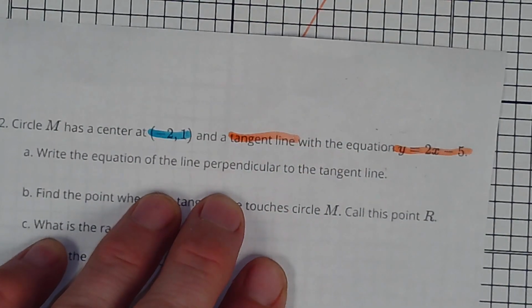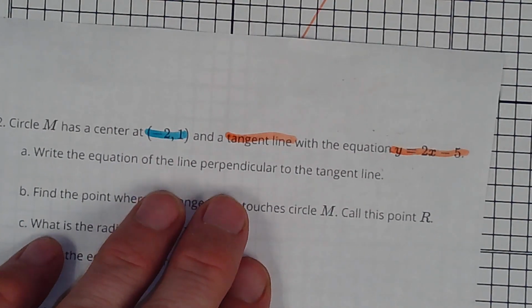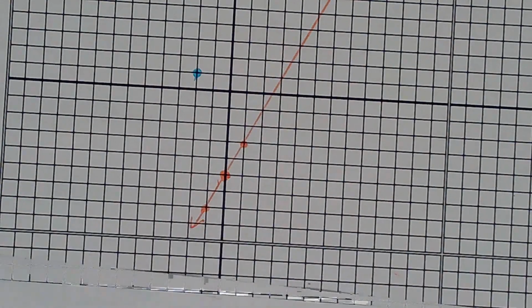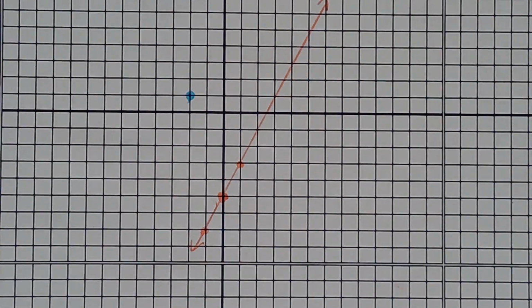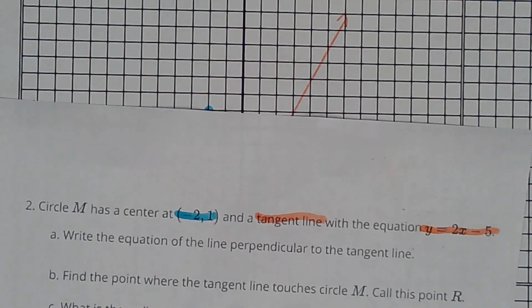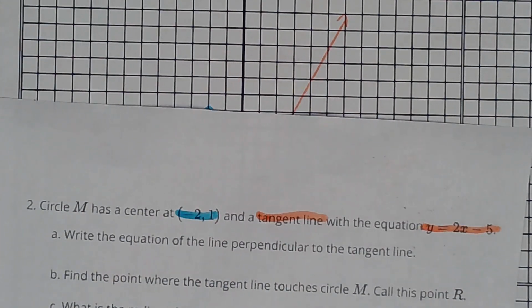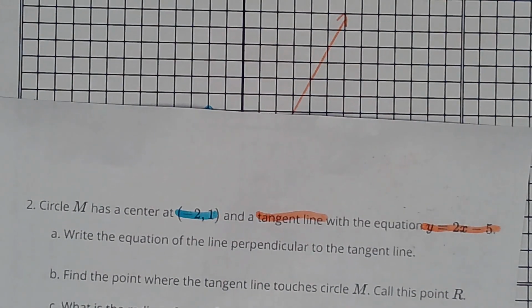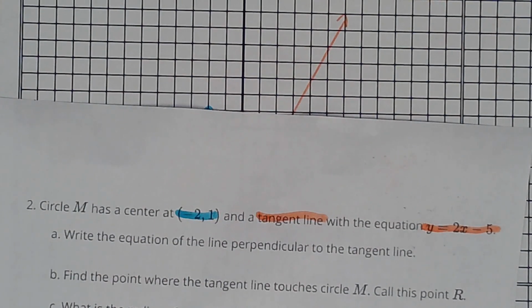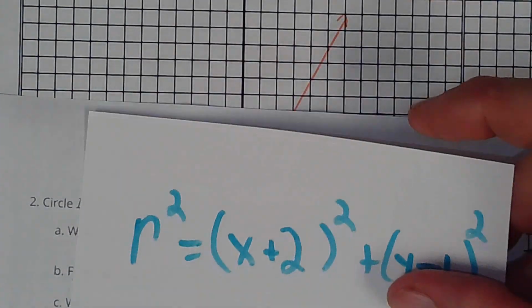Tangent line with an equation of y equals 2x minus 5. Okay, so I got my line drawn there. So now the first question is, write an equation of a line perpendicular to my tangent line. Well, what do I know about a line perpendicular to my tangent line? And what do I know about a tangent? I know two things about a tangent that are going to help me.